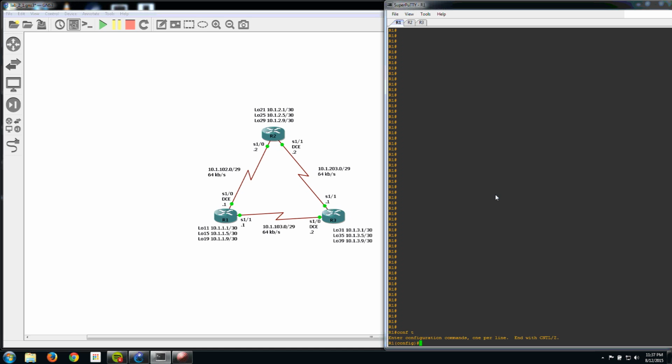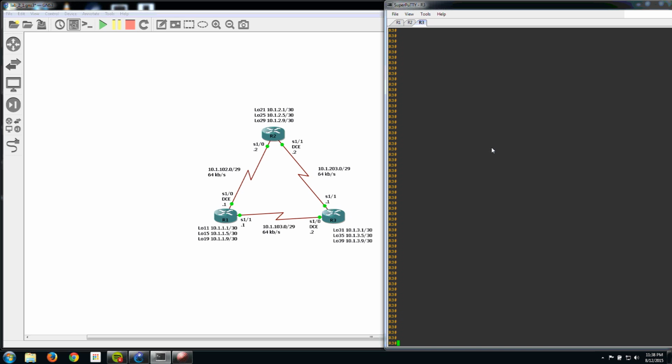So I'm going to router EIGRP, we're going to put it in 100, and we're going to go ahead and auto summarize this. No big deal. Network 10.0.0.0. We'll do the same thing throughout. EIGRP 100, network 10.0.0.0.